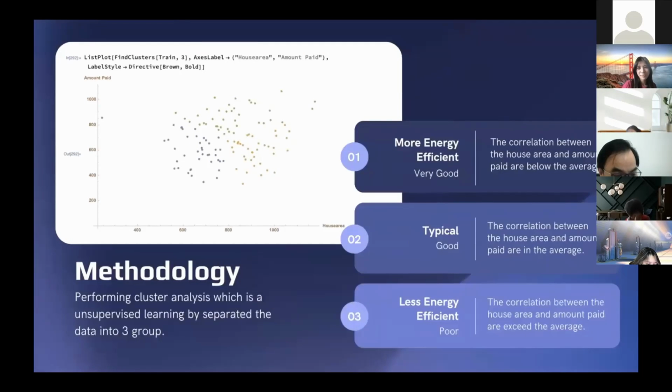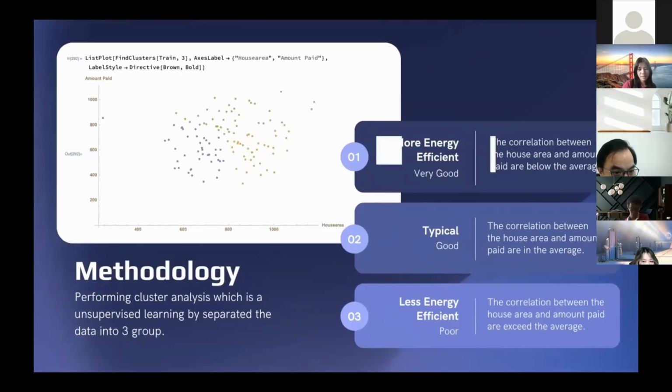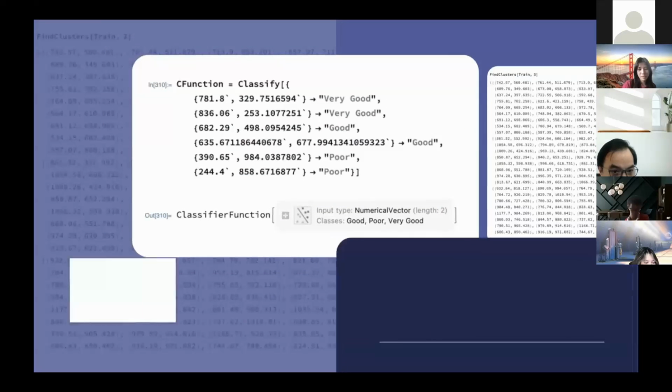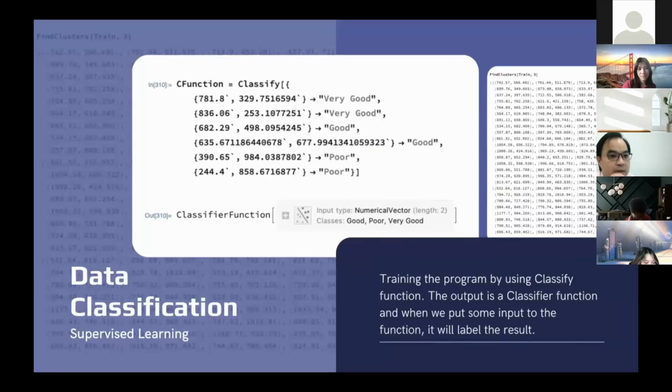For the methodology, I performed cluster analysis with unsupervised learning by separating the data into 3 groups, which are more energy efficient, typical, and less energy efficient. Then I performed data classification with supervised learning. I trained the program using the Classify function. The output is a classifier function, and when we put some input into the function, it will label the result.